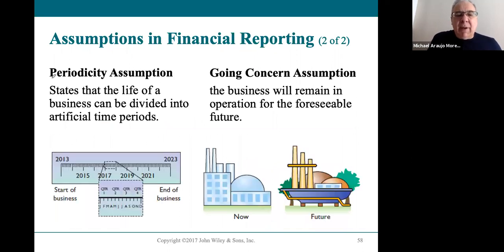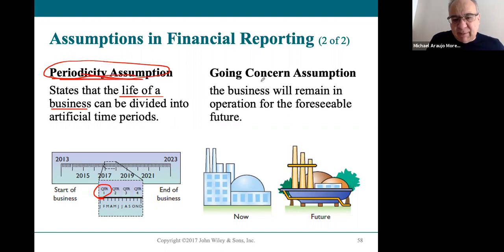One assumption that you're going to be learning a lot about in chapters 3 and 4 is the periodicity assumption. And that means that the life of a business is going to be divided into the same artificial time periods. We measure things monthly, we measure things quarterly, which is a 3-month period, and we measure things yearly. We never measure things over that year period. So the shortest period is a month, the longest period is a year, and that's important for measuring.